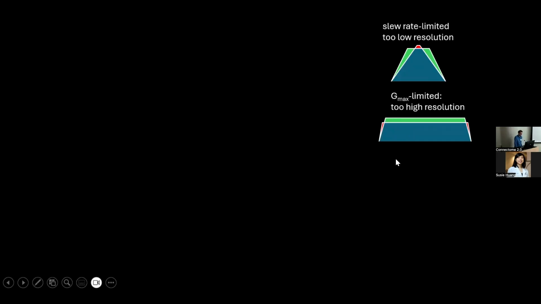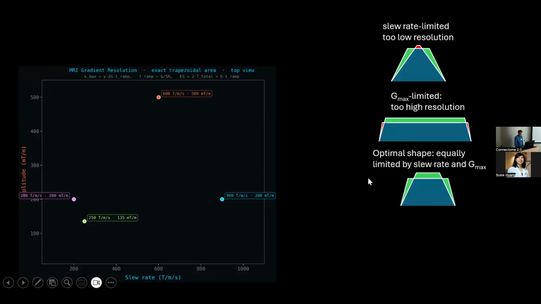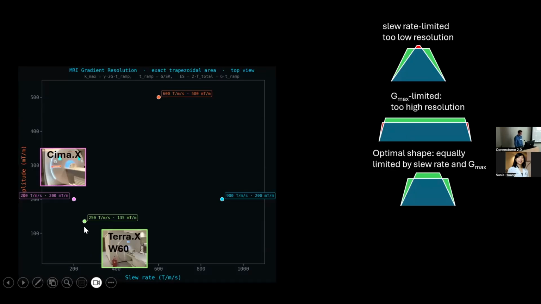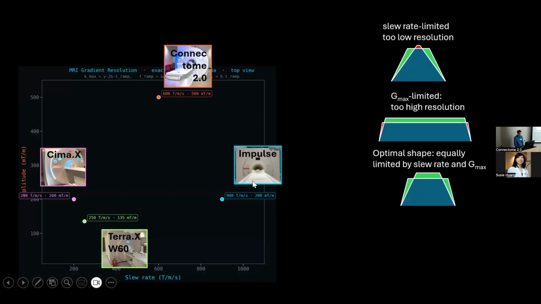So ideally, you want to use a scanner that has this balance of slew rate and Gmax for fMRI, where you are neither slew rate nor Gmax limited, where the same 10% increase in slew would buy you the same as 10% in Gmax. And we have a lot of nice scanners available, and we have seen this kind of spectrum already. So we can see what is the perfect resolution within this space across the high-performance scanners of the Sima-X and the Terra-X and the ultra-high-performance scanners of the Connectome and the Impulse.